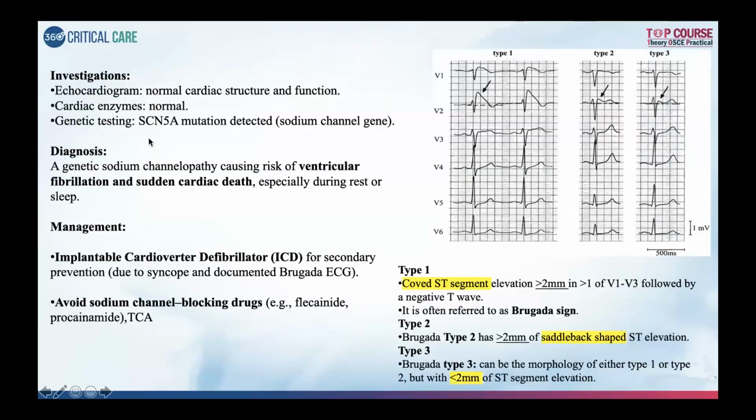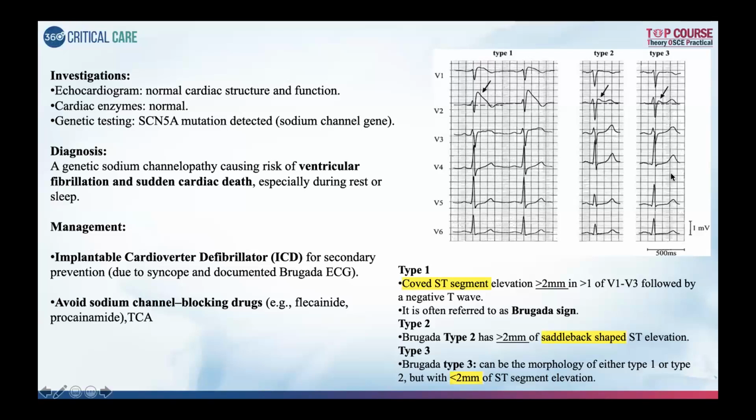So mostly here you find the ECG and the enzymes most of the time normal, and it is also a sodium channel abnormality. Patients are at very high risk of developing ventricular fibrillation and sudden cardiac death. And treatment is implantable cardioverter defibrillator. Okay, and always avoid flecainide and procainamide. And isoprenaline and mexiletine is something that can be given.